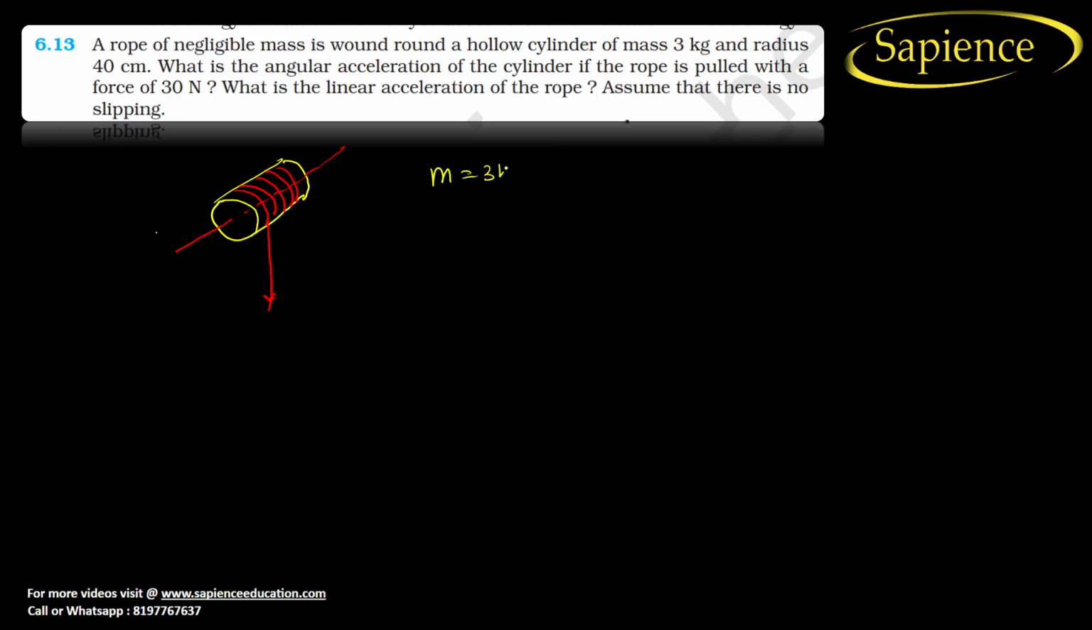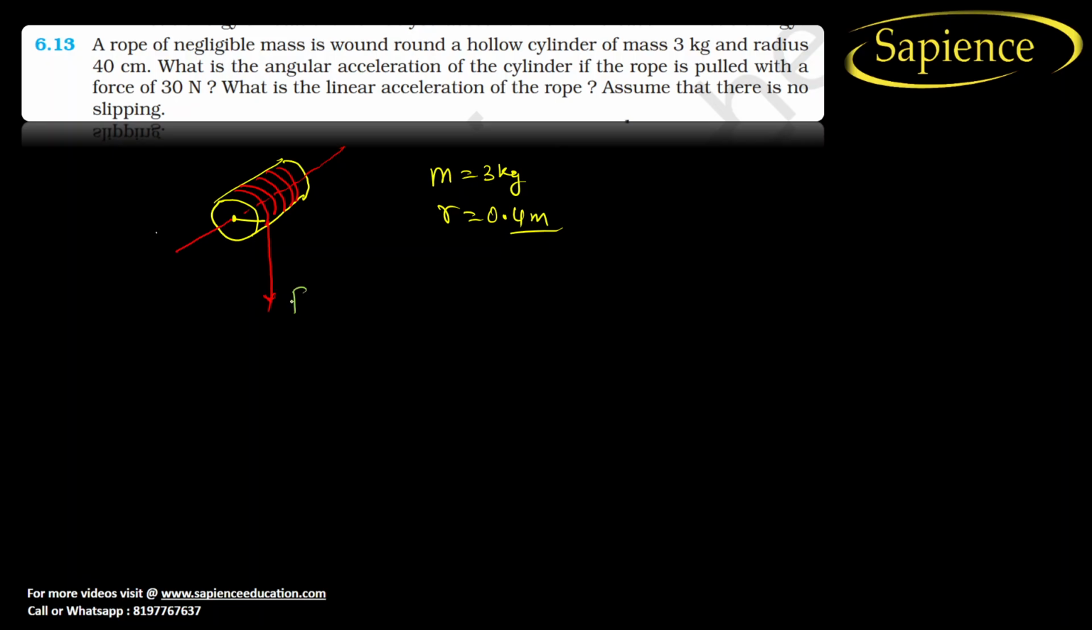They have given that the mass of the cylinder is 3 kg, and the radius of the cylinder, that is the distance from the central axis, is how much? Radius is 0.4 meter. They have given 40 centimeters, so we can convert it into SI unit. What is the angular acceleration of the cylinder if the rope is pulled with a force of 30 Newton?